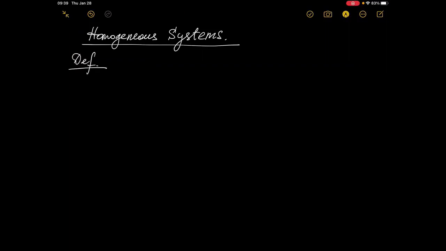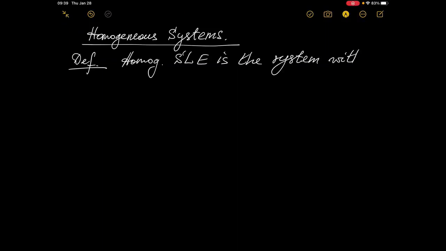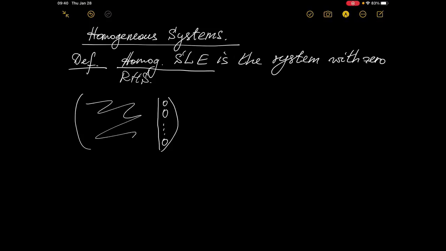Definition. A system of linear equations is homogeneous if it is a system with zero right-hand side. So, in other words, if you have this, the augmented matrix will look like that. And here you can have something.